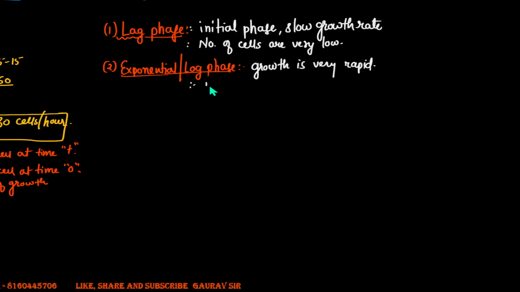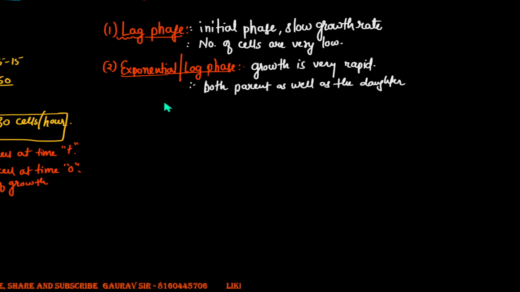The mother as well as the parent as well as the daughter cells, both the parent as well as the daughter cells have the ability to divide. All the cells that are formed during this geometric phase will have the ability to divide.